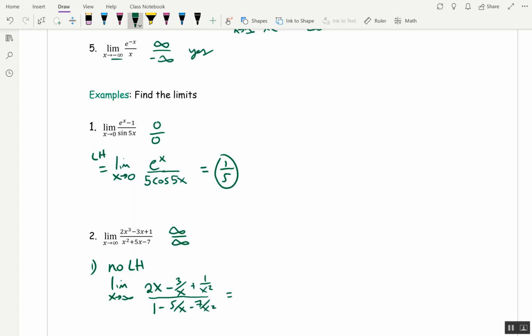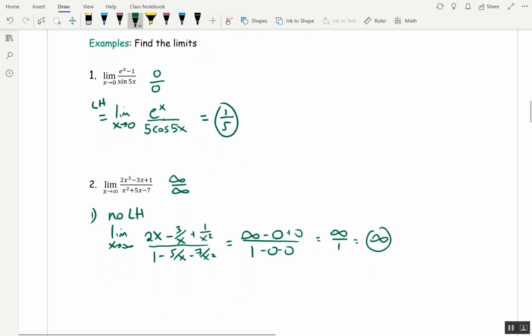Now I take the limit. I get 2 times infinity, which is infinity, minus 0 plus 0 over 1 minus 0 minus 0. So I get infinity over 1, which is infinity. Okay, let's try L'Hopital's rule. Since I have infinity over infinity, I can use L'Hopital's rule.